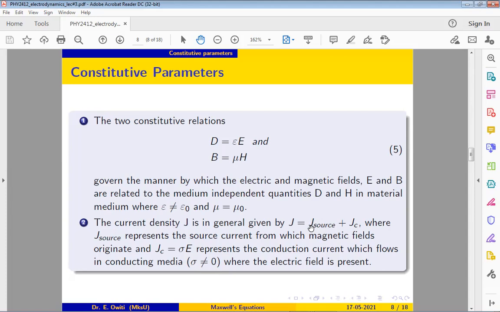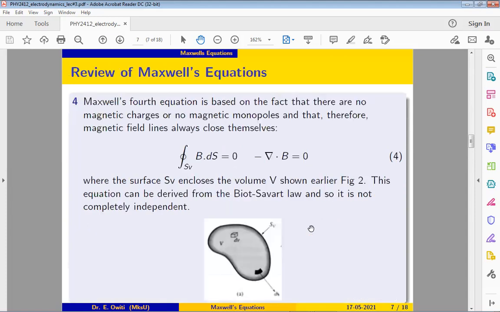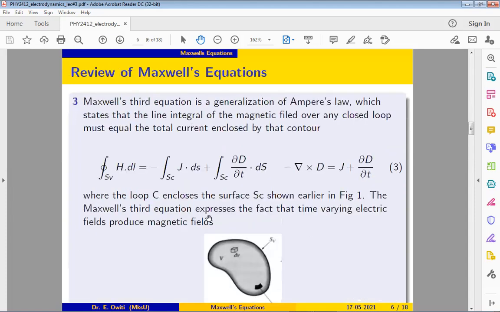Let me just go back slightly to Ampere's law so that you can see what we are saying. You see, in this case, you have Ampere's law being expressed with two terms on the right. Sometimes in other books, you might find only one term. That depends on whether the conductivity of the material is 0 or not 0.